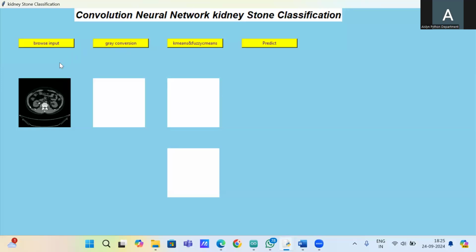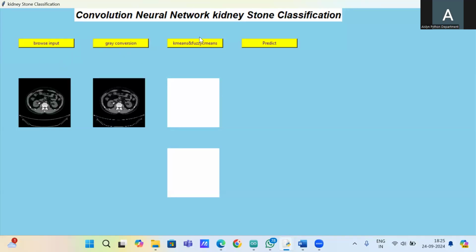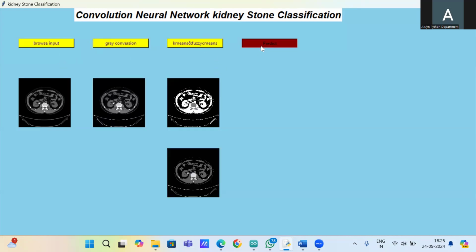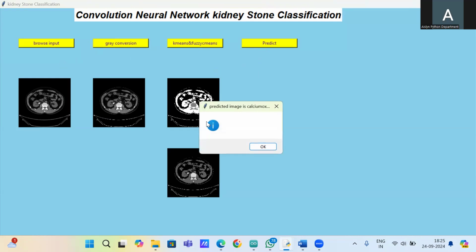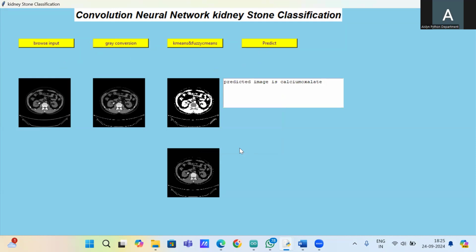Yeah. Now I'm turning it to a grayscale conversion. After that, K-means and fuzzy means. And finally, you can see that our predicted image is calcium oxalate.